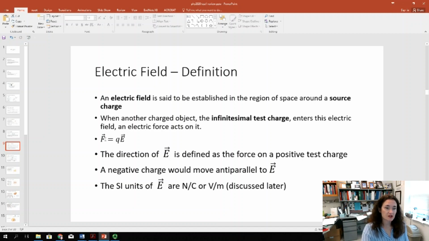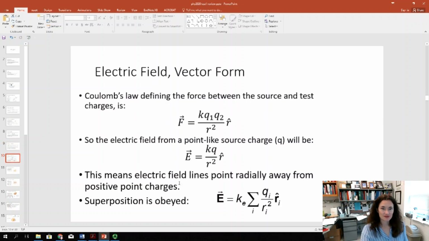If you look at the equation F equals QE, then you can see that the SI units of the electric field would be newtons per coulomb. An alternative expression is volts per meter. Since the force between two charges is F equals K Q1 Q2 over R squared, then the electric field from a source point charge would be KQ over R squared.